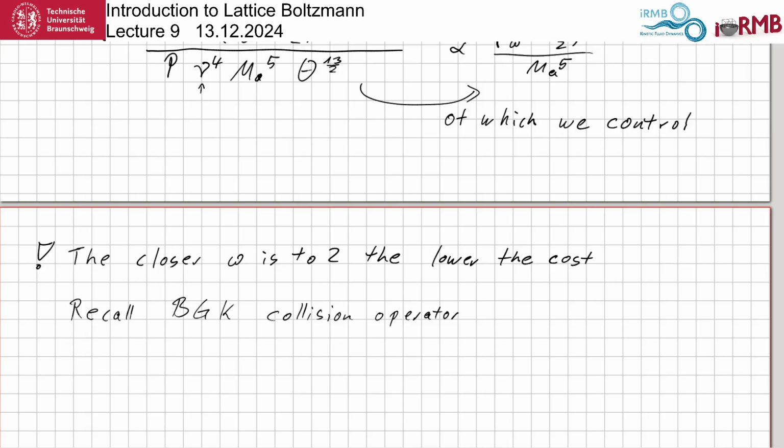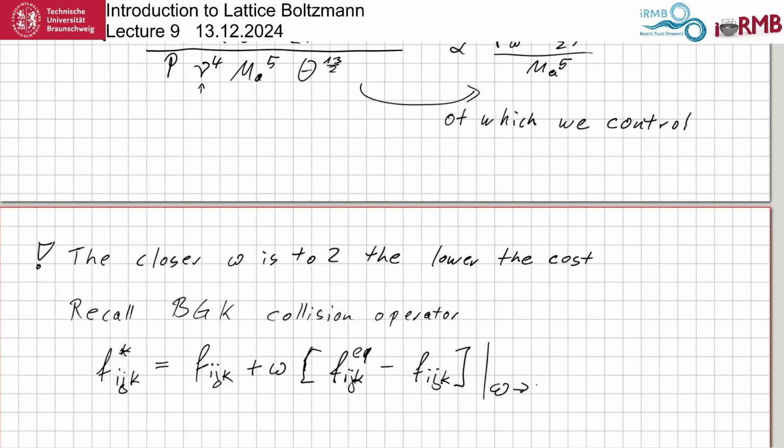So the BGK collision operator looks like this. We have an Fij. Okay, let's do it in 2 dimensions only. Okay, no, we talked 3, so Fijk pre-collision plus omega Fijk equilibrium minus Fijk. So what happens if omega is equal to 2? Then this will simply mean we have 2 times Fijk equilibrium minus Fijk, right?